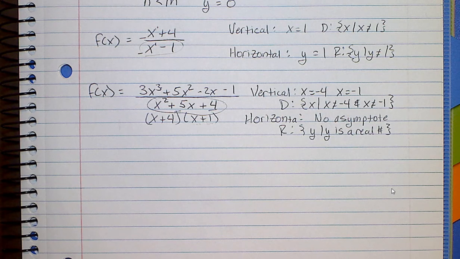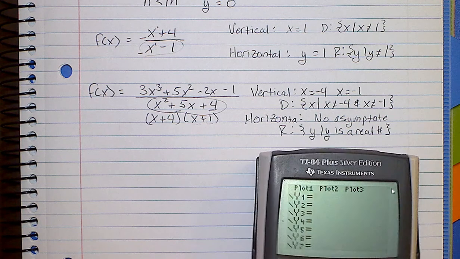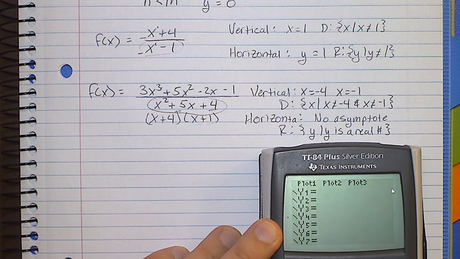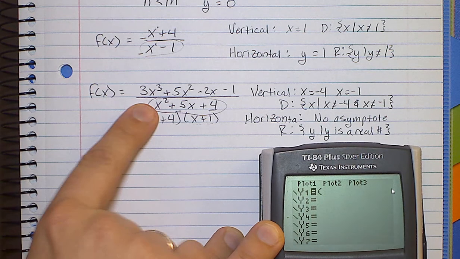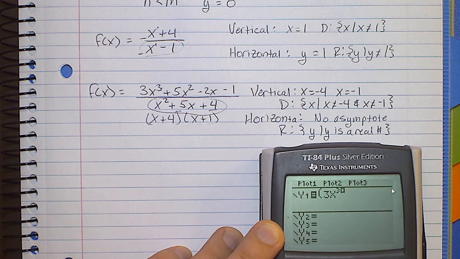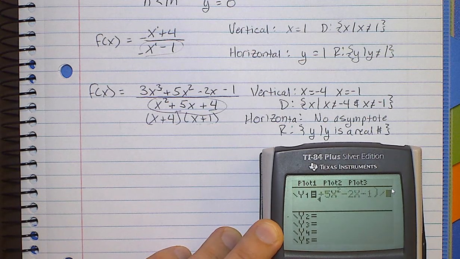Now, as far as what that looks like, okay, can you see that if I put it right there? Yeah. All right, cool. I'm going to be really cautious about my parentheses. I'm going to do 3x to the third plus 5x squared minus 2x minus 1, close parentheses, divided by open parentheses, x squared plus 5x plus 4, close parentheses. I just used my window, and it was just at the regular setting, so I'm not going to need to hit zoom 6. So I'm just going to hit graph.